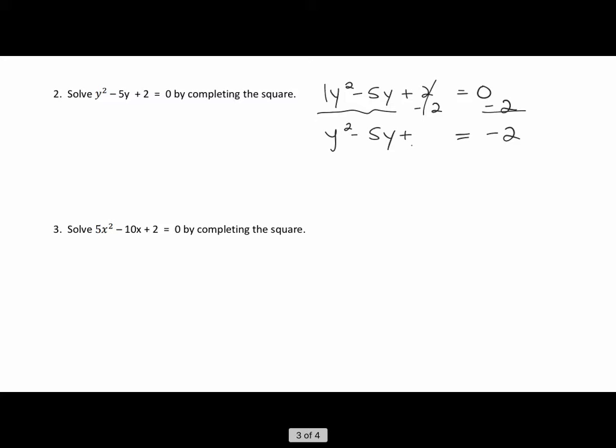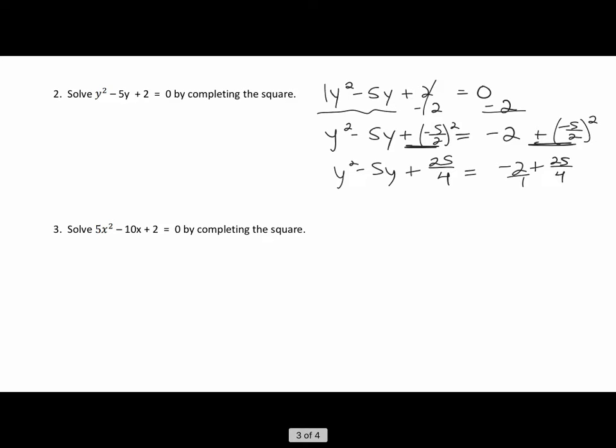So I left a space so that I can add my own term to that side, which is going to be half of negative 5 squared. So half of negative 5 squared. And half of negative 5 is 5 halves. So let's square that. We got 25 fourths. So we want to add negative 2 plus 25 fourths.